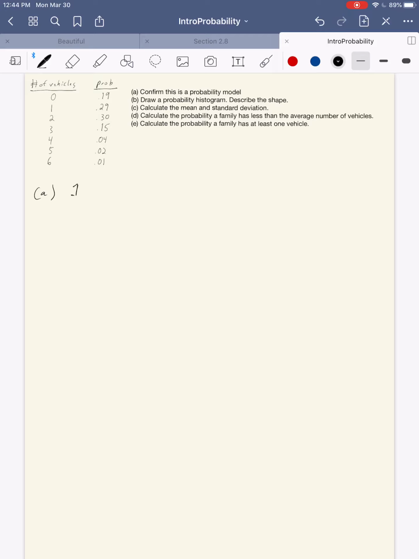First one, we need to make sure all probabilities are between 0 and 1. So let's just check that right quick. All those decimals, are they between 0 and 1? Absolutely. So we're all good. The second thing we need to check is all probabilities sum to 1, right? All the probabilities have to add up to 1. So we can do that.